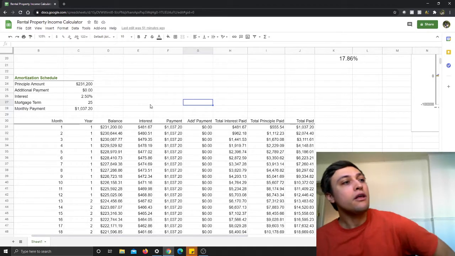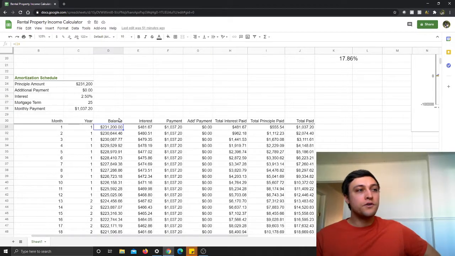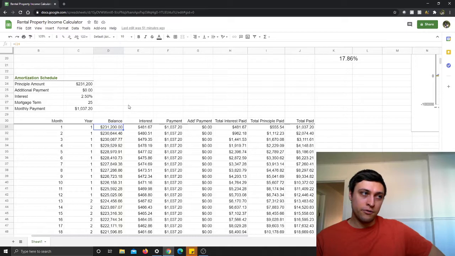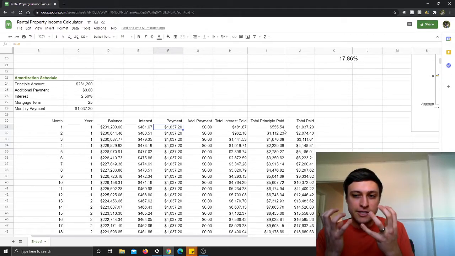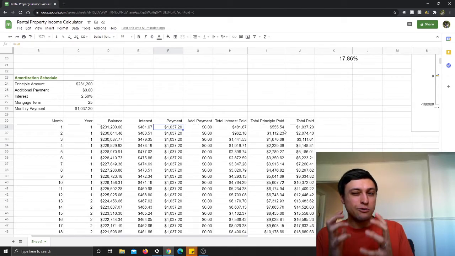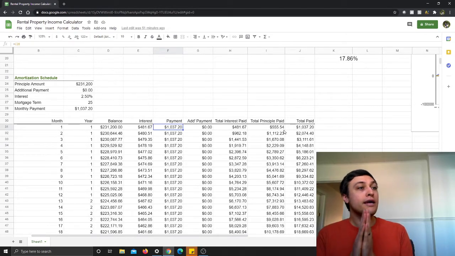Okay. Then you're gonna hop on down here. You start out with a balance of $231,200 on the first month of the first year. Okay. Now, after you pay that $1,037 to your lender, how much is actually gonna be in principal that's going to lock up in some sweet equity for you? How do you do that?